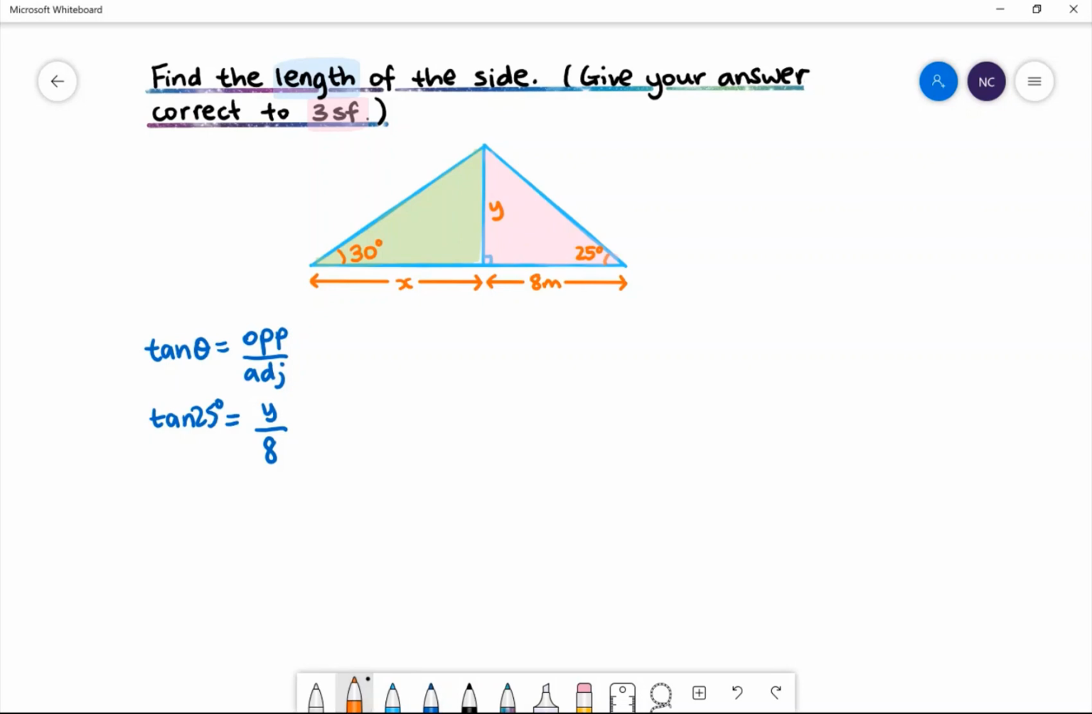To remove 8 in the denominator, we'll multiply both sides by 8. We will then have 8 tan 25 degrees is equal to y. We can evaluate this on our calculator to get approximately 3.73. However, I'm going to leave it as it is.